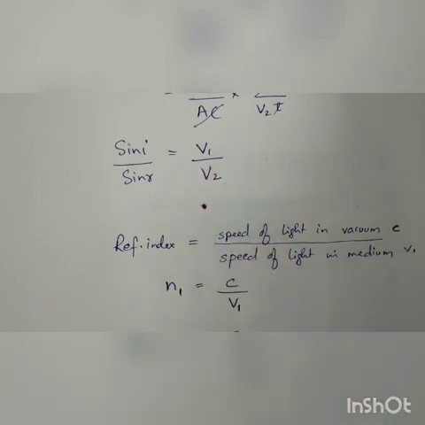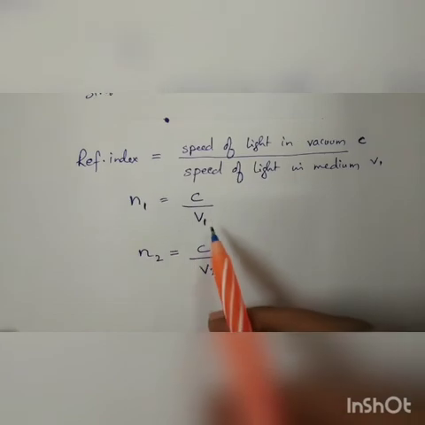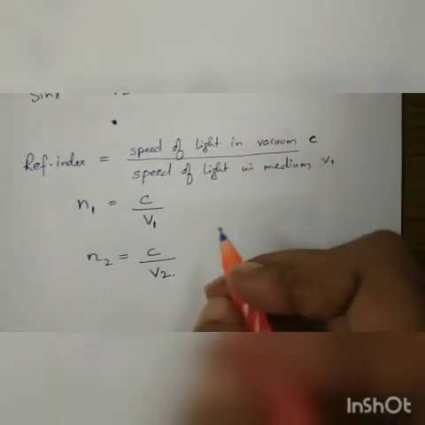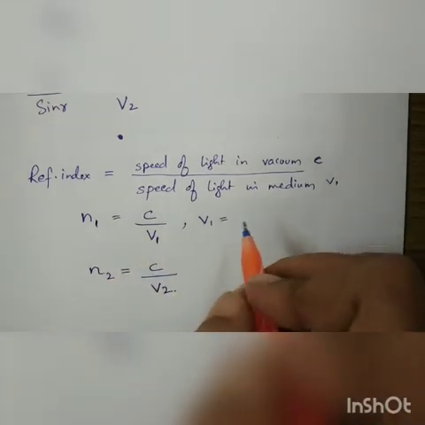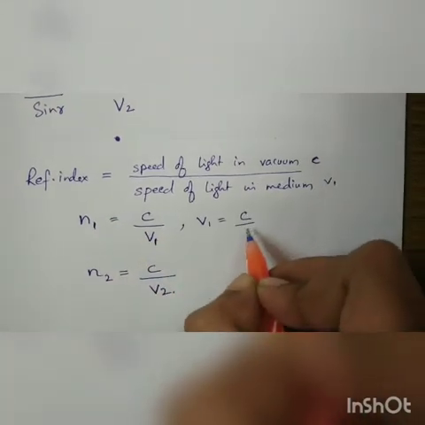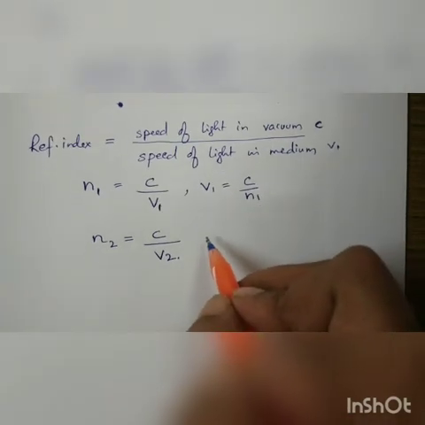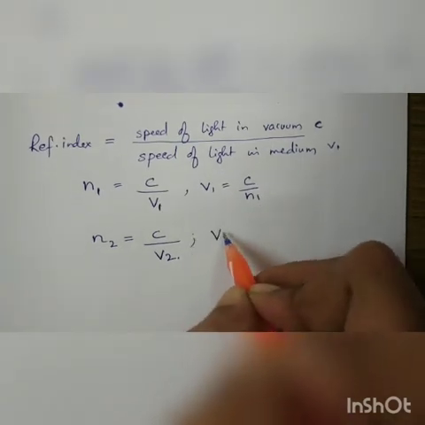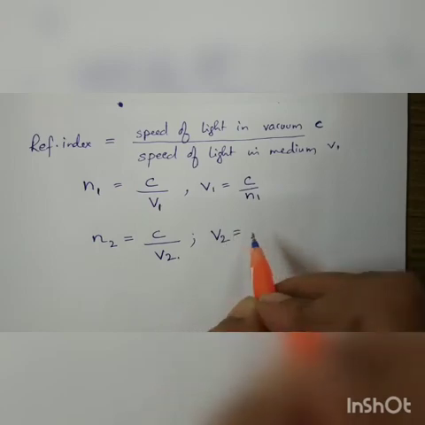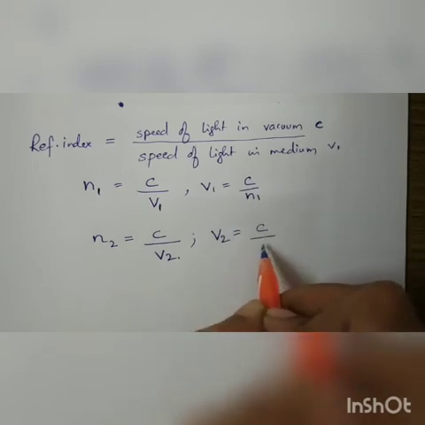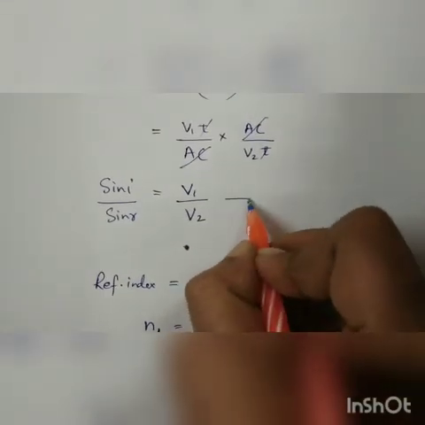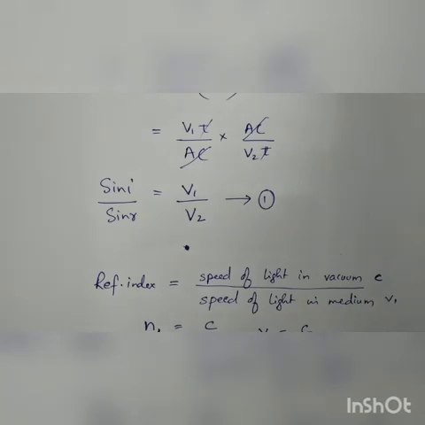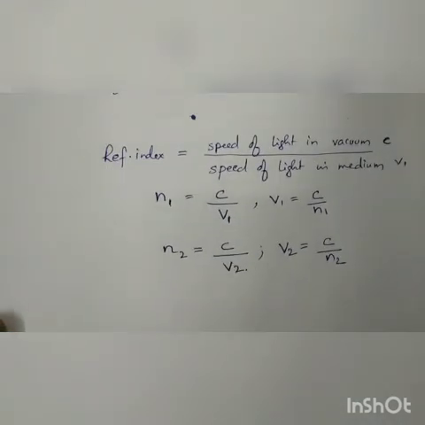Let us substitute these v1 and v2. From this equation, what is the value of v1? From the first equation, v1 is equal to c by n1, isn't it? Similarly, what is the value of v2? v2 is equal to c by n2. Let us call this equation 1. Let us substitute the values of v1 and v2 in equation 1.